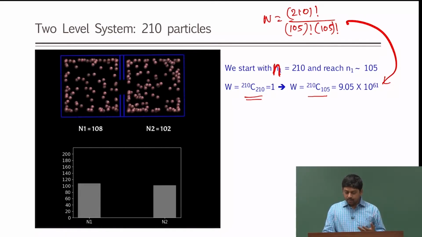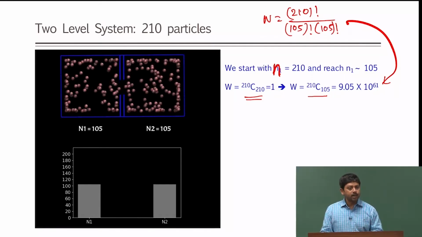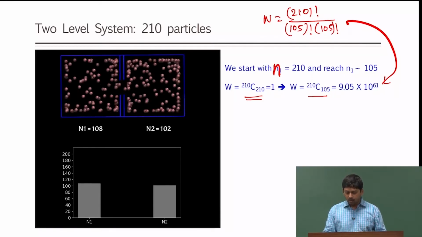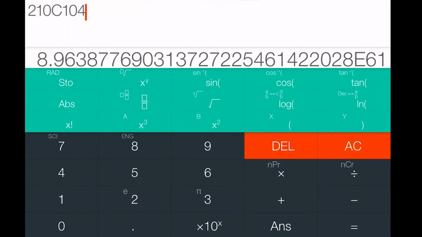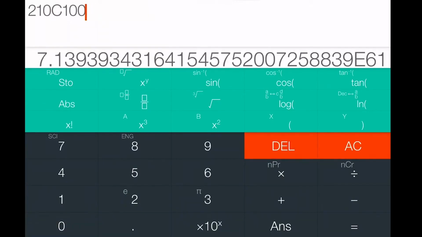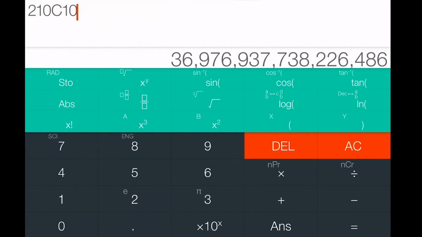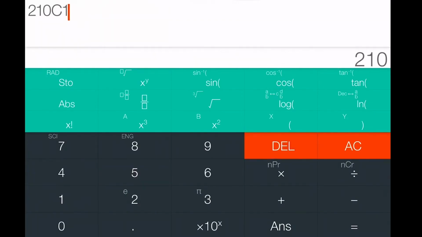Does it mean that there will be no systems where there are 104 particles in one box and 106 in the other? Yes, that possibility is also almost equally okay. For example, if I do 104, that is also 10 to the power 61. If I do 100 and 110, that is also 10 to the power 61. So a deviation of 5 particles does not matter. Let us do a deviation of 10, so let us do 115, which is still 10 to the power 61. Let us do a 10% deviation.